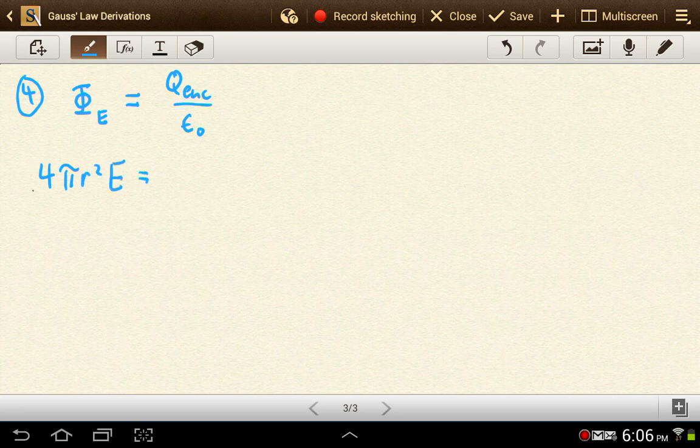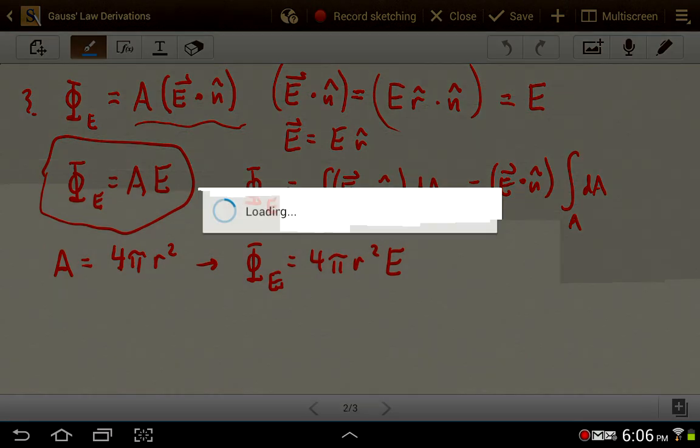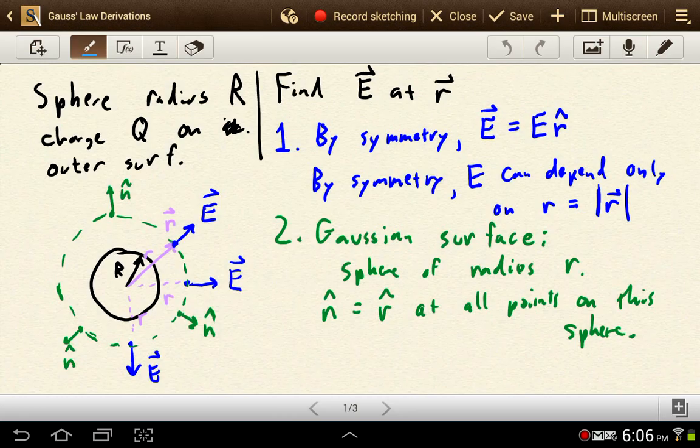So again, this is area, in fact we can just put parentheses around this. This is the surface area of the sphere, this is the electric field on the surface. We're finding the flux out of the surface, is equal to Q enclosed, the total charge enclosed in this Gaussian surface. We said there's a charge Q on the outer surface of this sphere of radius r, this little one. So the total charge enclosed is just that capital Q.